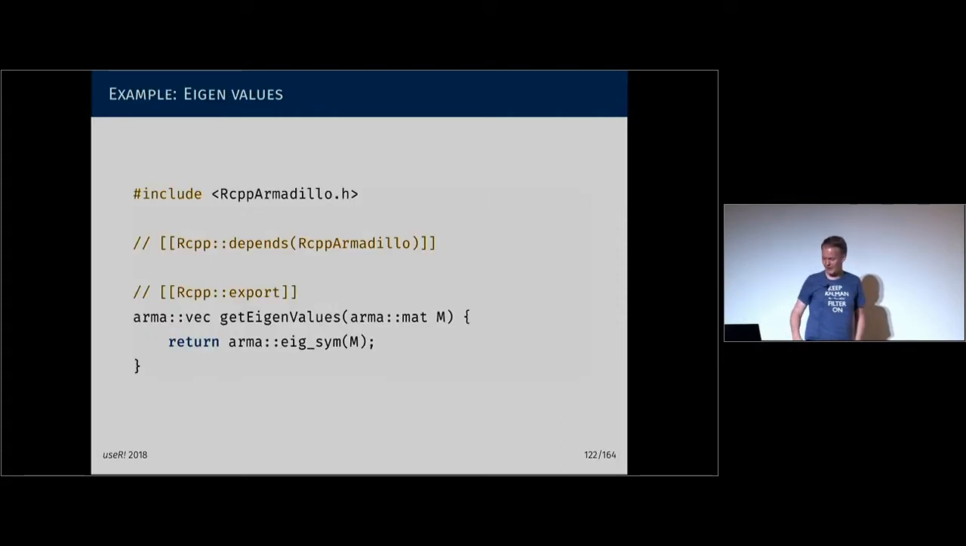Simplest, so the Hello World case really, and I think this is also from the gallery, is something like this. We need the include file for Armadillo, which, as I mentioned in passing before, gets us Rcpp as well. We need the depends line, without which, when Rcpp calls R to compile this, it wouldn't know to tell R also to look for the Armadillo headers. That's what the depends does, basically. The usual export tag, and then in goes a matrix. We're calling eigendecomposition of a symmetric matrix M. We didn't test for symmetry, but glossing over that, it returns us a vector, so we have a signature vector out, matrix in.